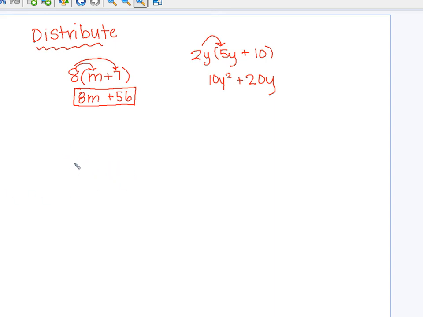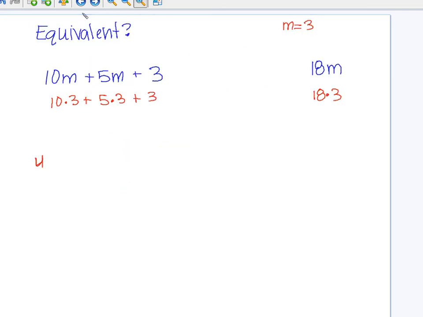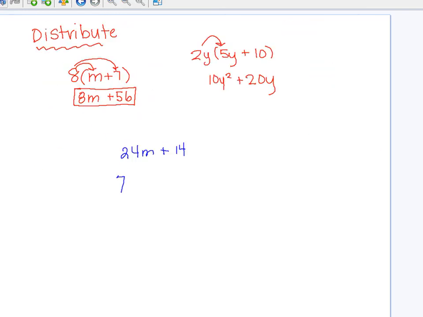And then I'll give you the problem without the parentheses, and I want you to pull out the greatest common factor, such as this, 24m plus 14. So I need to think of a number that goes into 24 and 14. And I don't know why I wrote 7, but 2. And how can I get 24 by doing 2 times 12? So I put 12m on the inside plus 7.